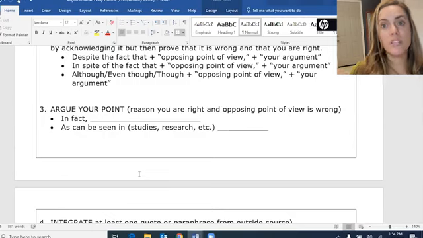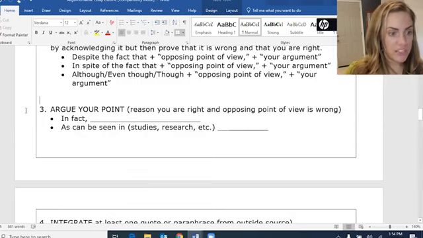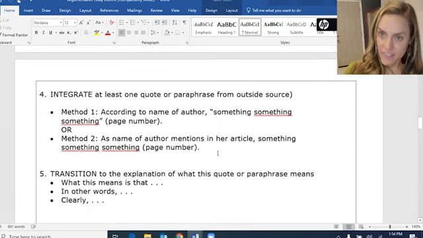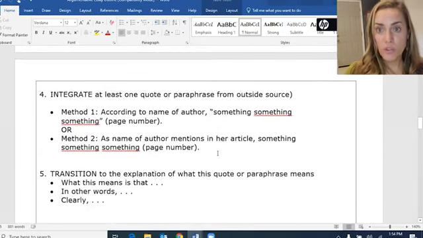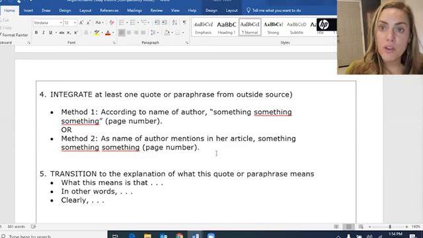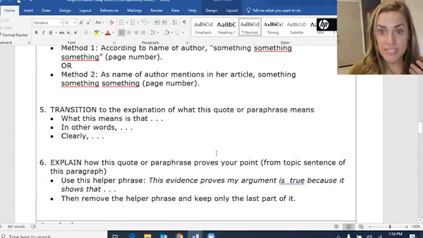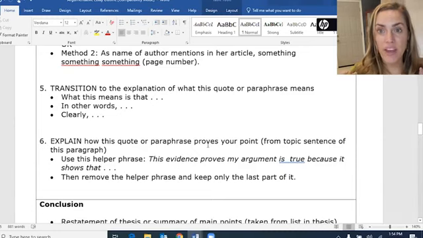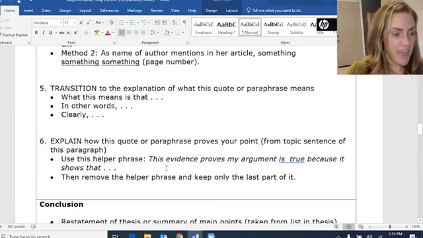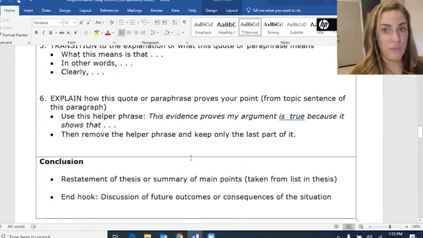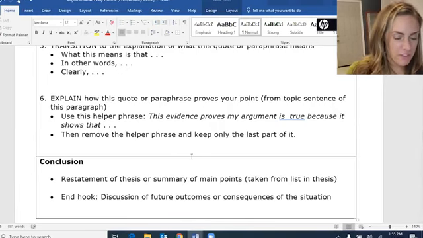So what is the reason? What is the reason for why you're right? Okay. So you would do that next. And then you can support it again with quotes, paraphrases, summaries, or your own life experience. And then, of course, transition to explaining the quote and the paraphrase, and make sure you explain how that proves your point. And then you can conclude again in this paragraph or not, depending on how it flows. It's always safe to conclude in a paragraph if you're not sure.